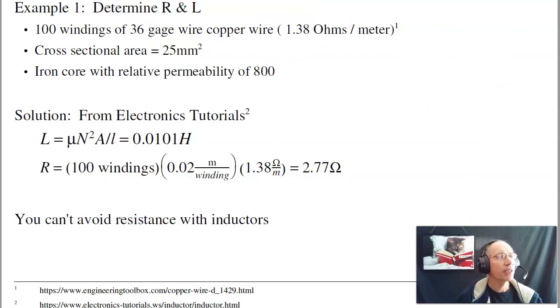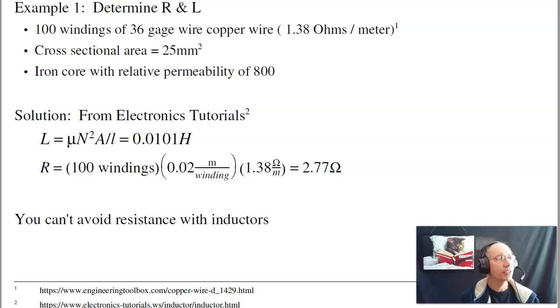To give an idea of how much inductance we're talking about, suppose I take a piece of iron and wrap 100 windings of copper wire around it. Determine the inductance. From electronic tutorials, the inductance is permeability times number of turns squared times area over length. Work that all out. It's 0.01 or 10 millihenry inductor. So inductance typically isn't very large.